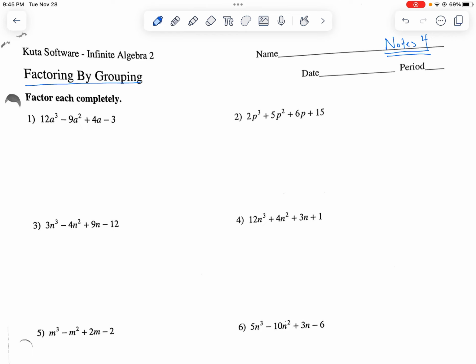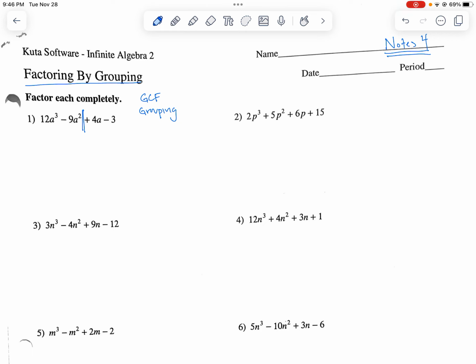When I say factor each completely, I mean see if there's a greatest common factor, and then factor by grouping, by splitting this into two pieces and greatest common factoring both sides, and then bringing it back together by grouping what we find. So first, split this in half. If I see four terms, I know my first technique is greatest common factor. In this case, no greatest common factor between those four terms.